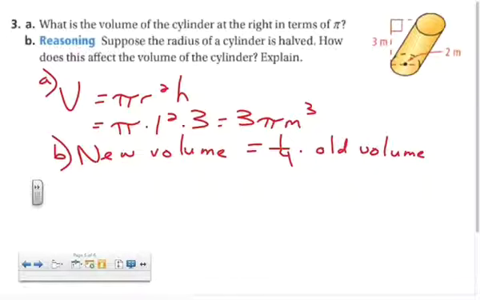If they had given you this lateral edge of the cylinder, then yes, you would have had to use Pythagorean's theorem in order to find the actual height of the cylinder. Good question.